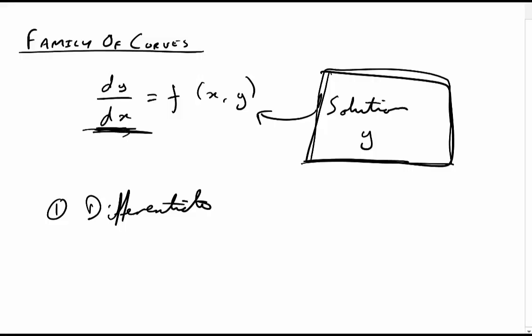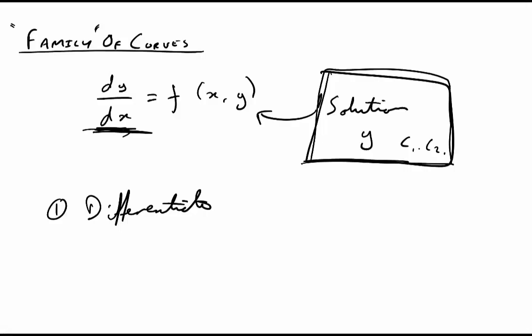But also, we get given what's known as a family. We call it a family of curves. The reason we call it a family is because we normally get given a solution involving constants, like C1, C2, etc. So we get given the constants.